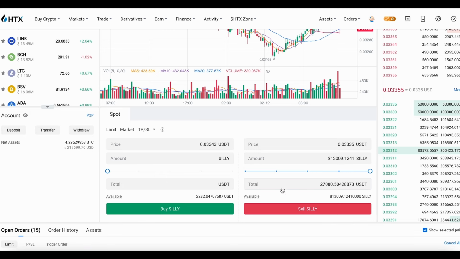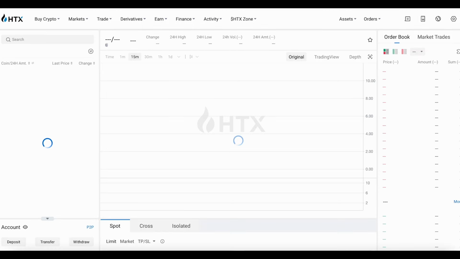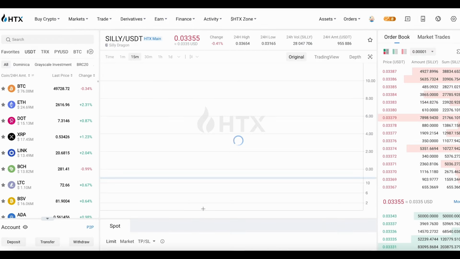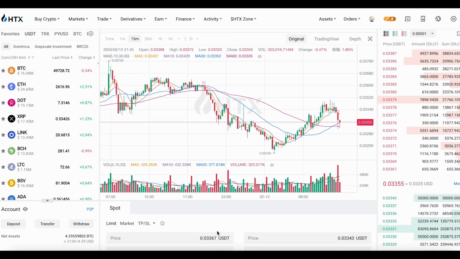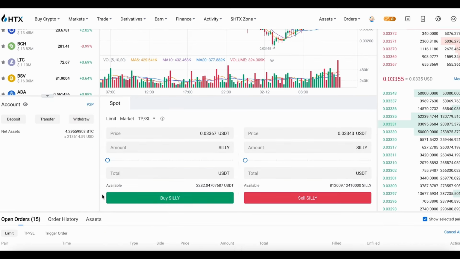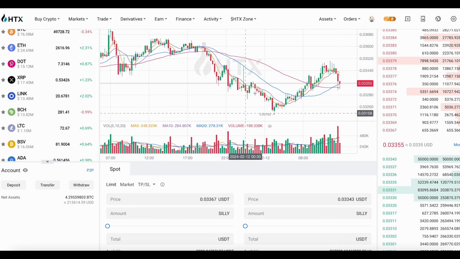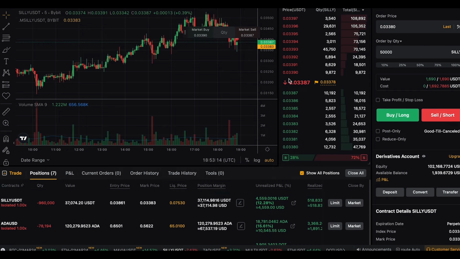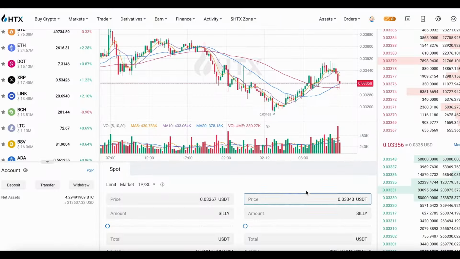Already 50,000 closed. Let's check. No, it hasn't closed yet. You can buy from the market, but I'm setting up orders. You can set up orders when tokens fall in price or buy from the market. I set up an order because the token price went up. Let's wait until it closes.